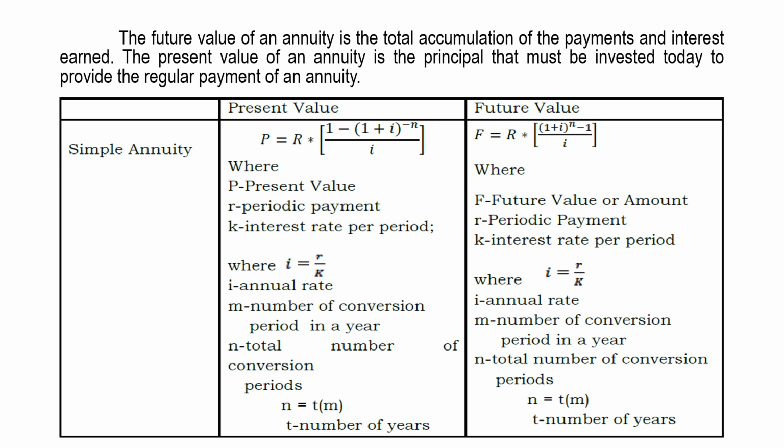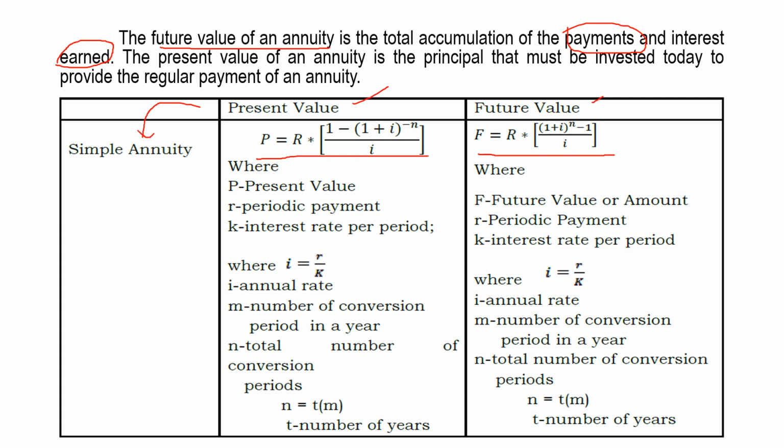So the future value of an annuity is the total accumulation of the payments and interest earned. Meaning to say, when we say a future value of an annuity, it's the combination of payments and the interest earned of the principal on each of the periodic payment. Now, for the present and future value, we have here your formula designed for us to compute your present value and your future value, which is under your simple annuity.